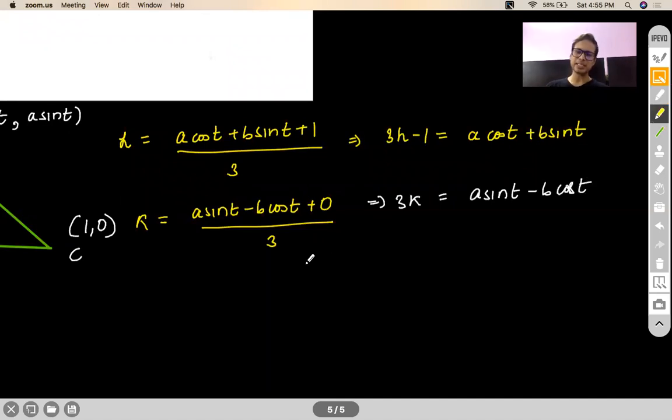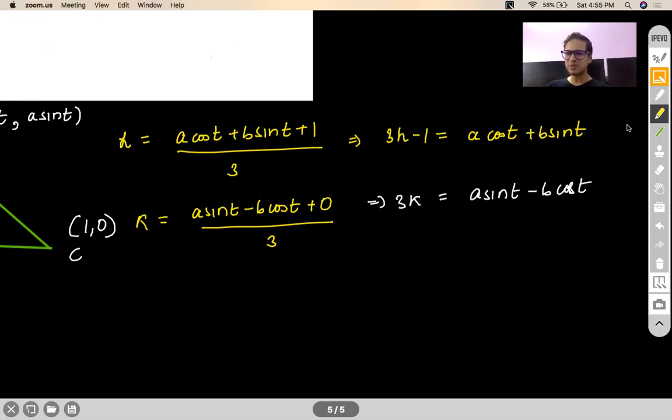Correct? Now, in my mind, what is the principle that is running? What is the bottom line of solving locus questions? The bottom line is that somehow I want to relate h and k, and there should be no parameters to be seen. Right, Hariharan? I have to eliminate t, thereby striking a relationship between h and k.